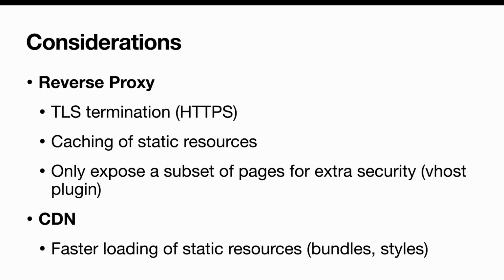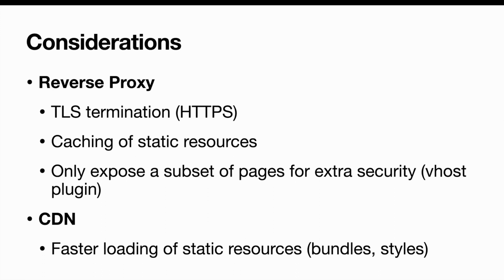Reverse proxy. You should always use a reverse proxy for TLS termination. Mashroom Server could theoretically do that as well, but it adds some extra load. A reverse proxy can also be used for caching of static resources, and it allows it to only expose a subset of pages, which brings an extra security.